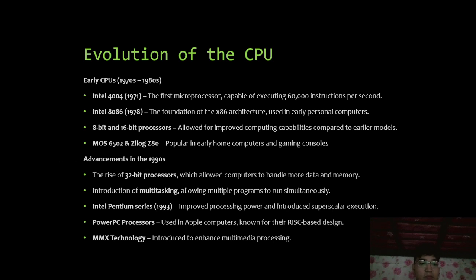Next po is advancement in the 1990s. The rise of 32-bit processor, which allowed computers to handle more data and memory. Introduction of multitasking, allowing multiple programs to run simultaneously. Next, Intel Pentium Series 1993. Improve processing power and introduce a superscalar execution.